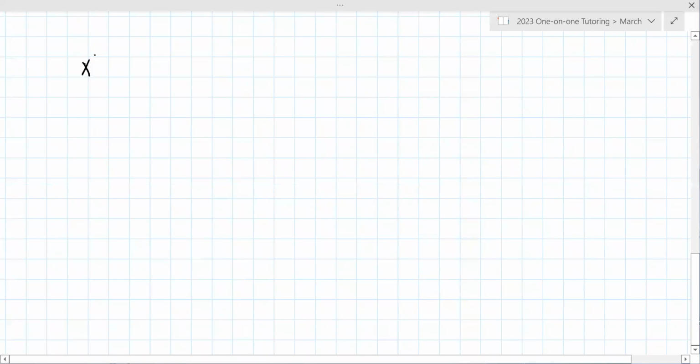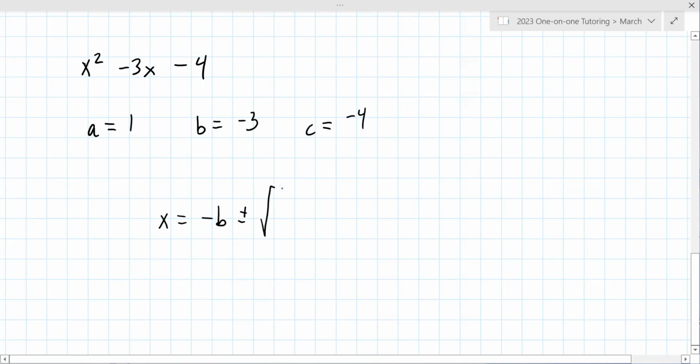Let's say it's x squared minus 3x minus 4. All right. Can you give me the values of A, B, and C? Yeah. A is 1, B is -3, C is -4. Good. So step 1 complete. Write the formula: minus B plus or minus the square root of B squared minus 4AC, all over 2A.